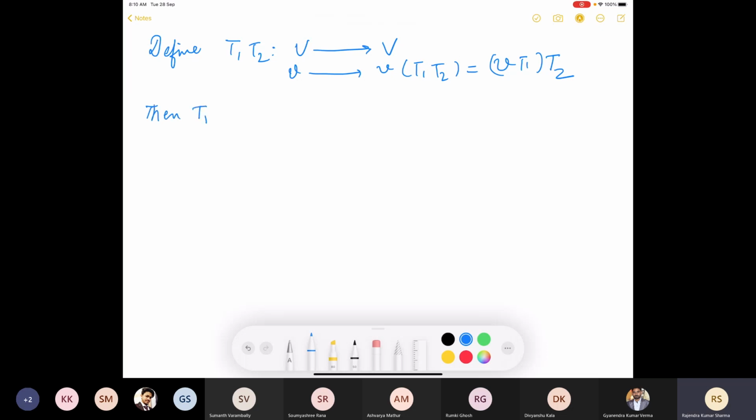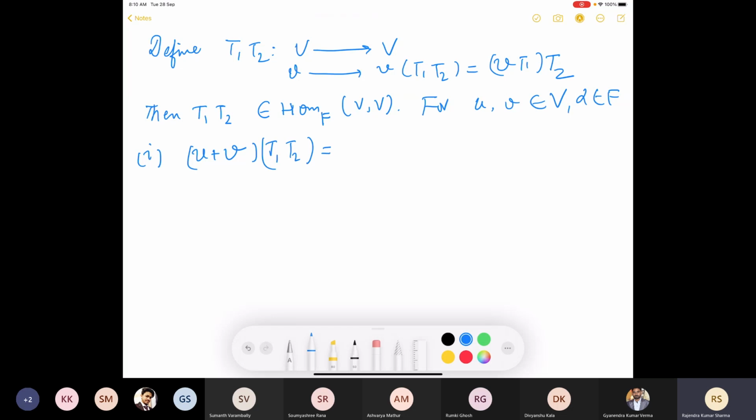And also, you can prove that this T1 T2 is also a homomorphism of V to V. For this, you have to prove two things: that it preserves sum and that it also preserves scalar multiplication. So number one, if you have two elements, say u and v in V, and alpha in F, first of all, u plus v under T1 T2, the way we have defined it, is u plus v operated on by T1 T2.